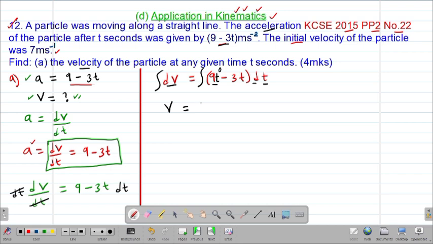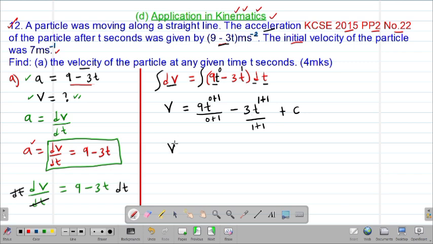Therefore, if we integrate this term, we're going to have 9 t to the power of 0. When you integrate, you add 1 to the power, then divide by the new power. Then minus, this was 3, that is t to the power of 1. So this will be 3 t to the power of 1. Then we add 1 to the power and divide by the new power. Then whenever you integrate, you have to add an arbitrary constant of integration, c.